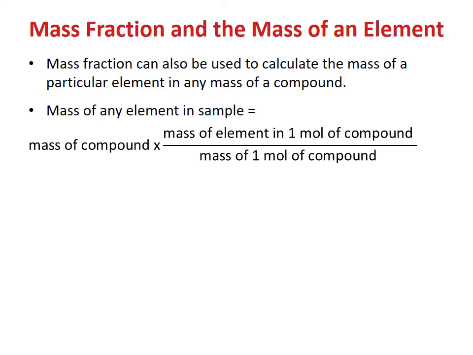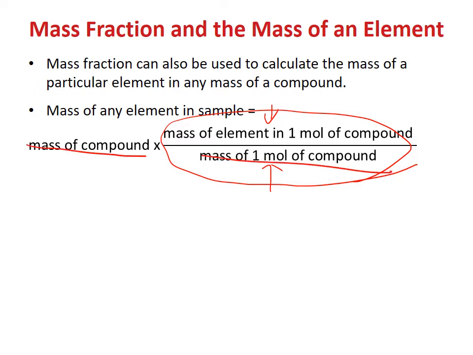Mass fraction can be written as a conversion factor, as shown here. The mass of 1 mole of the compound, and the mass of a certain element in 1 mole of this compound. By writing it as a conversion factor, we can convert the mass of the compound into the mass of a certain element in that compound.